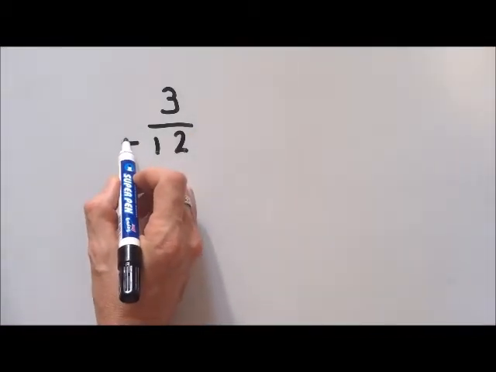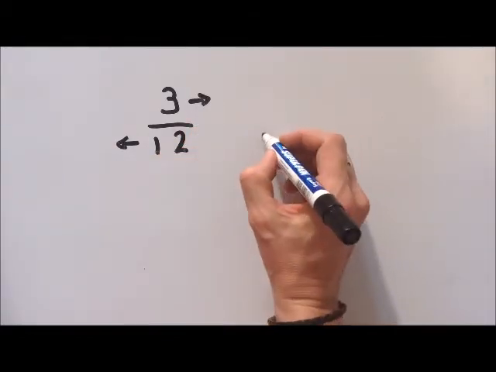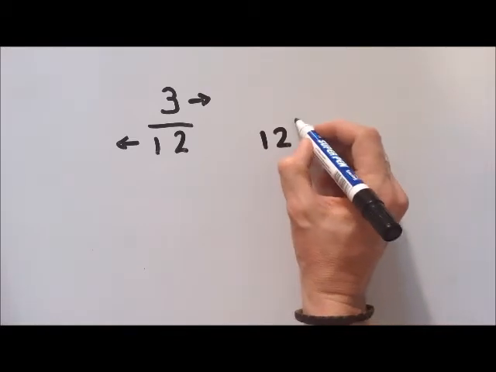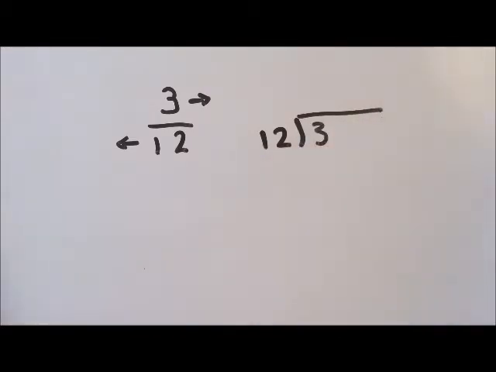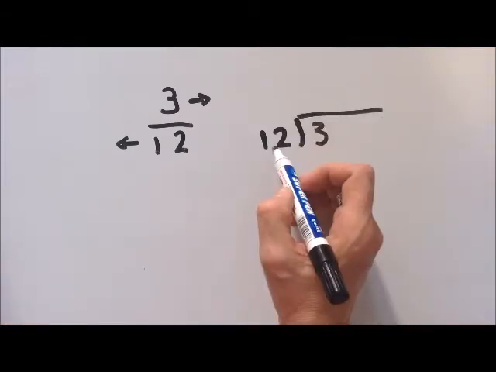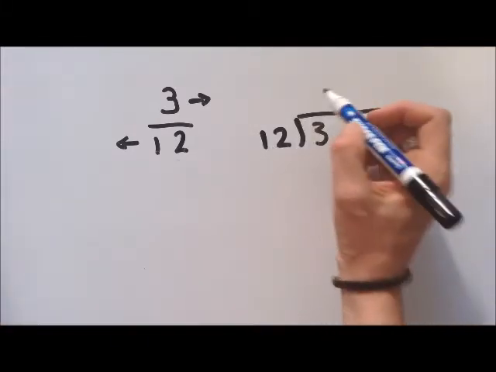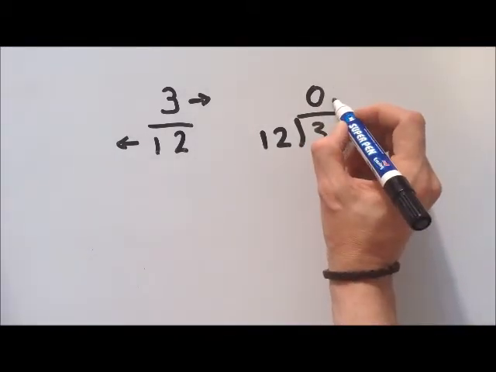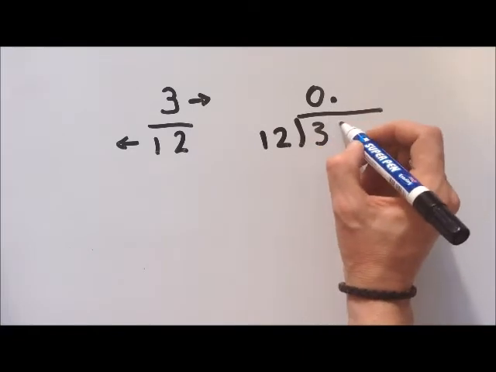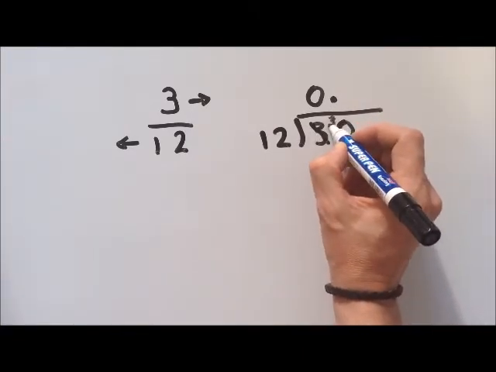Remember our arrows? That one goes that way. This one goes this way. Our 12 goes outside the bus stop. On the inside we have the 3. Okay, how many 12s can we get out of 3? We can't do any. So we put our decimal point, because we've run out of numbers. Put our 0 here, we cross our 3 out here and we put that 3 there.